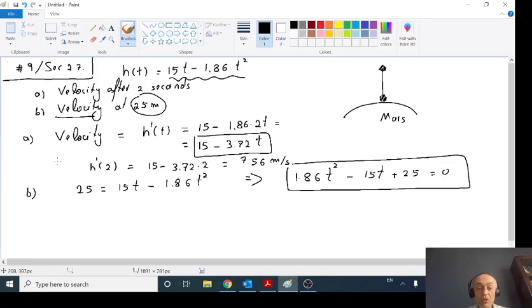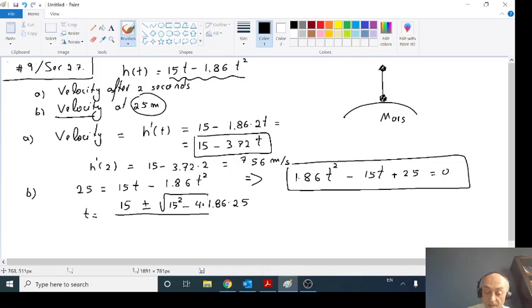Before I do so, let me point out that you can solve this without the formula. But I'm going to do the quadratic formula, and I'll show you how to do that with decimals. So t will be, and the quadratic formula says negative b, which is 15 in my case, plus or minus the square root of 15 squared minus 4 times 1.86 times 25, divided by 2 times 1.86.